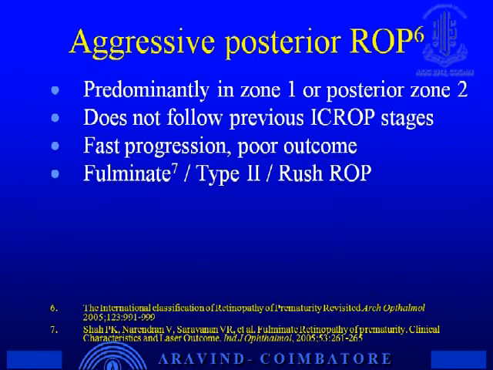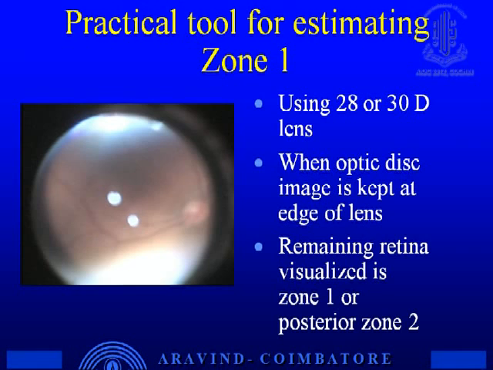Then in 2005 they introduced the term aggressive posterior ROP, which is predominantly in zone 1 or posterior zone 2. The thing is, it does not follow the previous ICROP stages, and it is associated with fast progression and poor outcome. Also, they came out with a practical tool for estimating zone 1, where using your 28 or 30 diopter lens and keeping the optic disc image at the edge of the lens, the remaining retina is visualized as zone 1 or posterior zone 2.